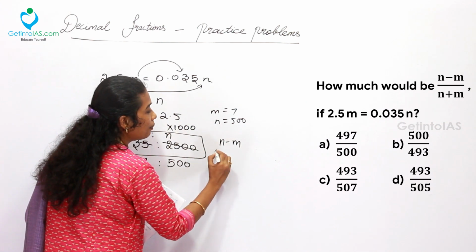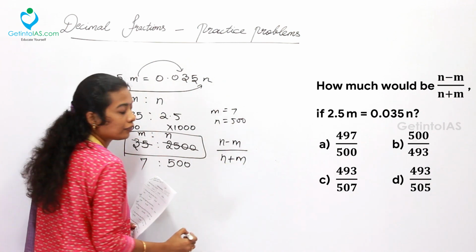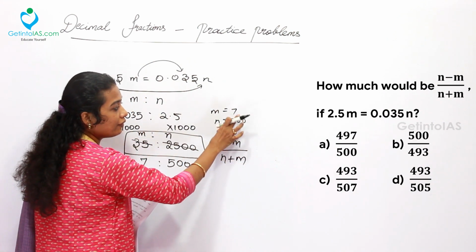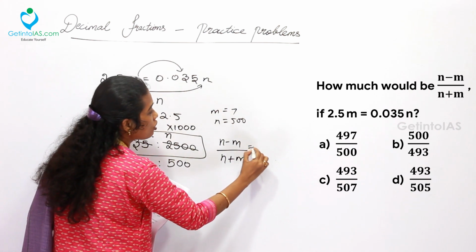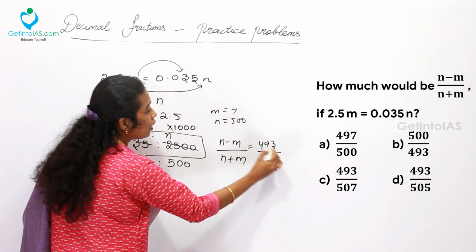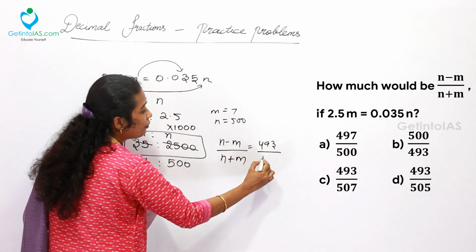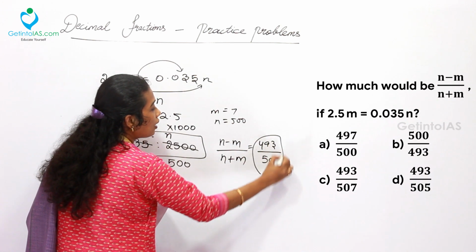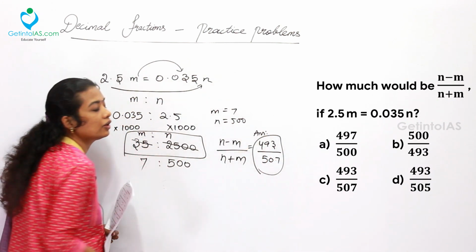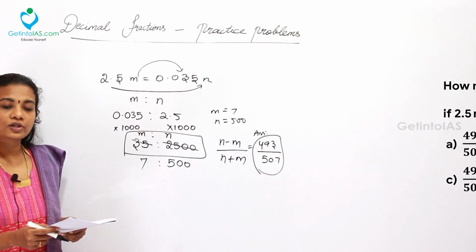N minus m by n plus m. So what is n minus m? 500 minus 7, which is 493. What is m plus n? 507. So the answer for this question is 493 by 507, which is given in option C.